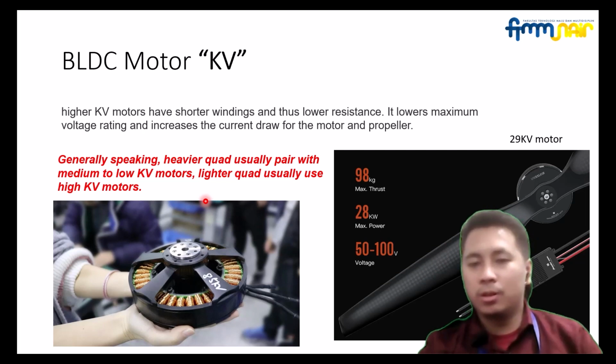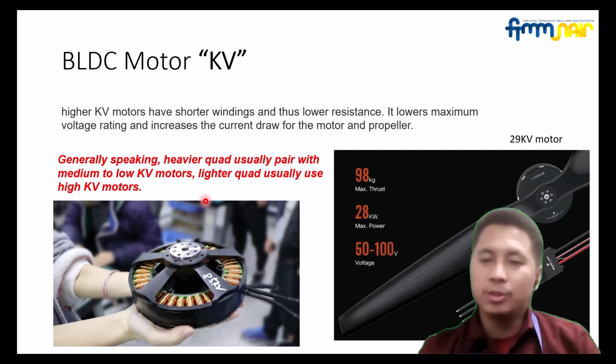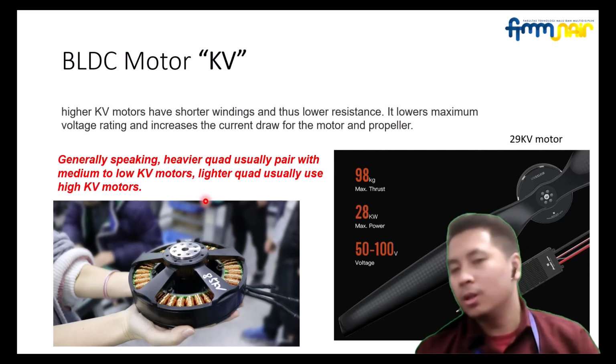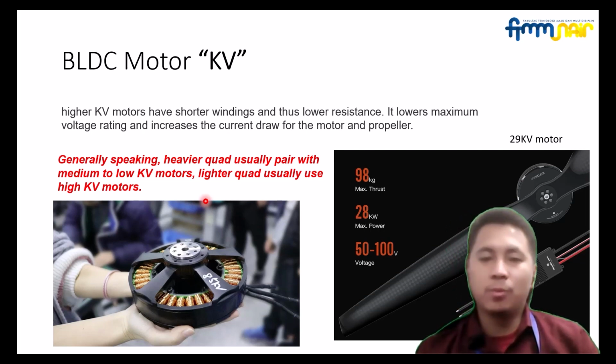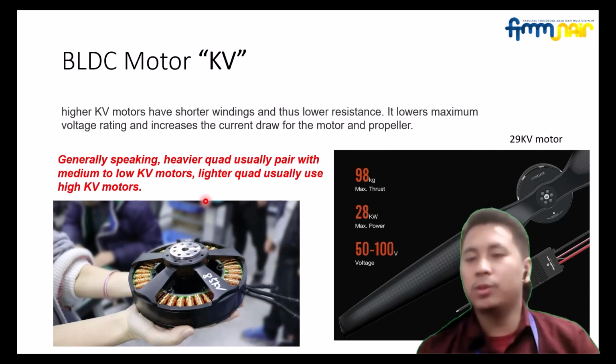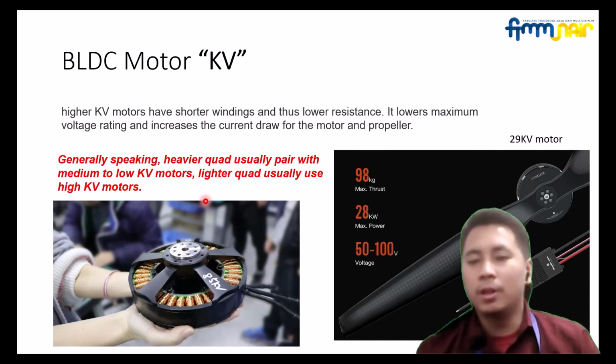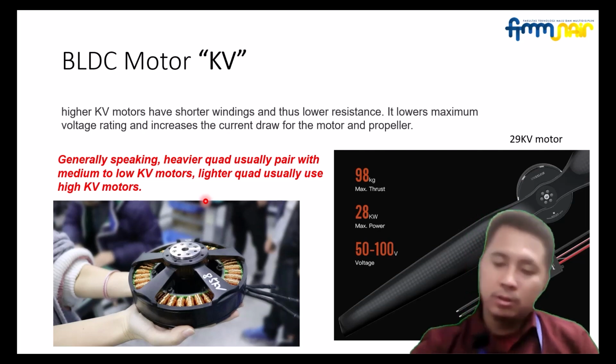And for the BLDC motor, we will hear about kV. The BLDC motor kV is very important because a higher kV motor has shorter winding, that is, lower resistance. It lowers the maximum voltage rating and increases the current draw for the motor and propeller. Generally speaking, a heavier multicopter usually has a lower kV motor, and a lighter quadcopter usually uses a high kV motor. That's why it's connected.